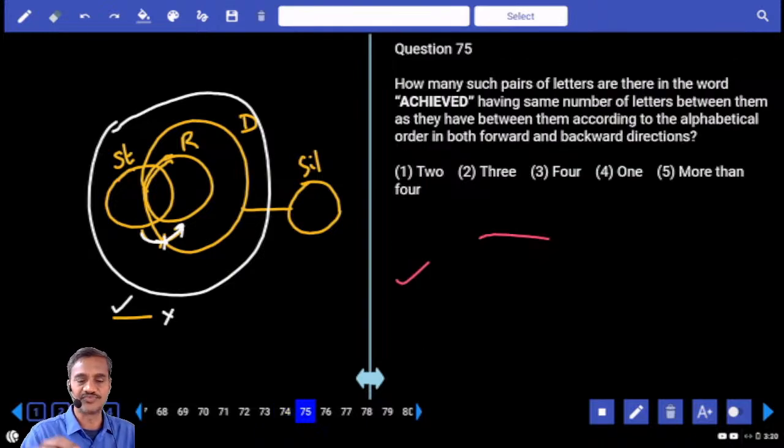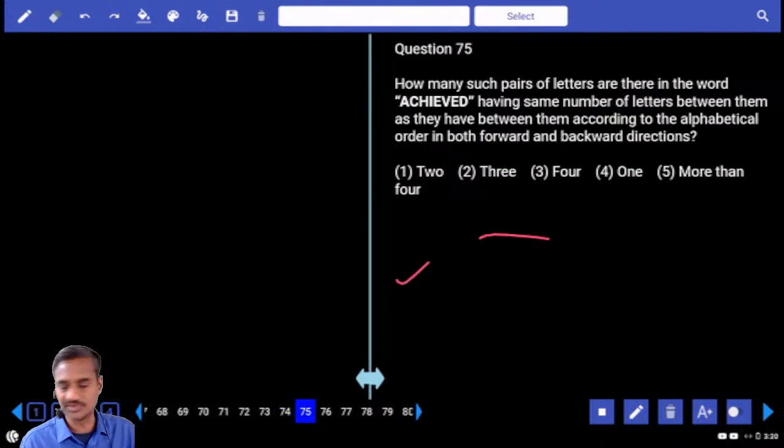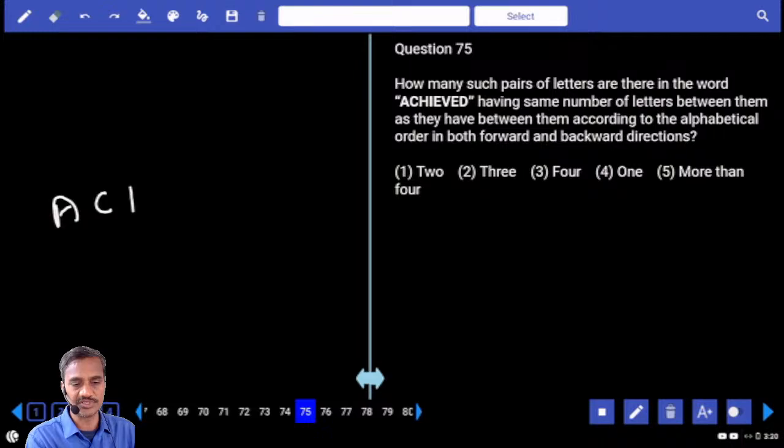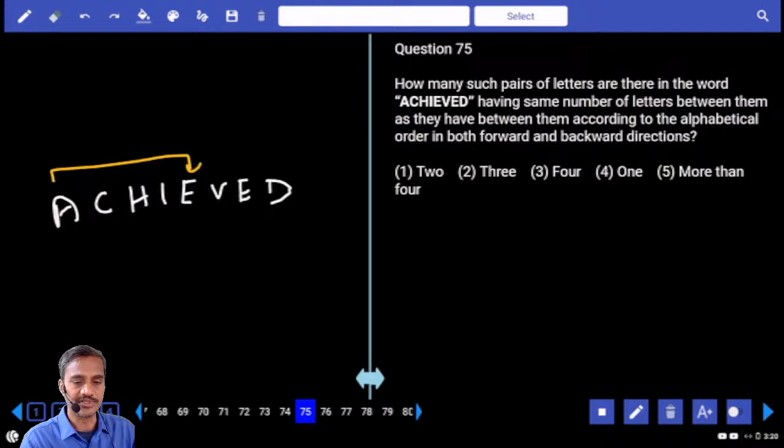The next one, 75. Now in this question number 75, we need to find out the number of pairs here. Now, ACHIEVED. Now in this word achieved, tell me how many pairs we have here. A, B, C, D, E. B, C, D, E, F, G, H. C, D, E, F, G, H, I. H, I, there is a pair. H, I, J, K, L, M. I, J, K, L, M.